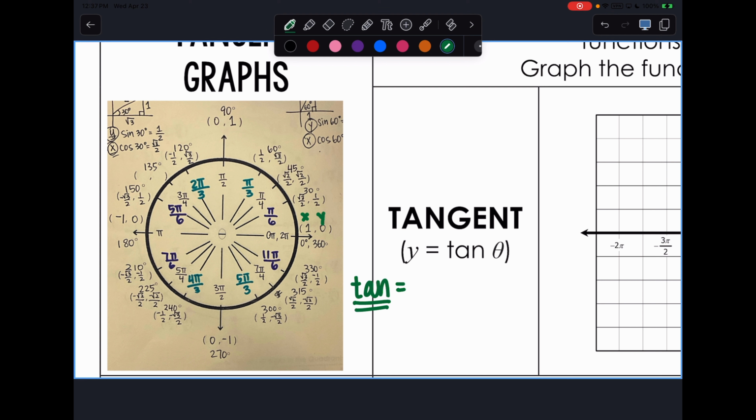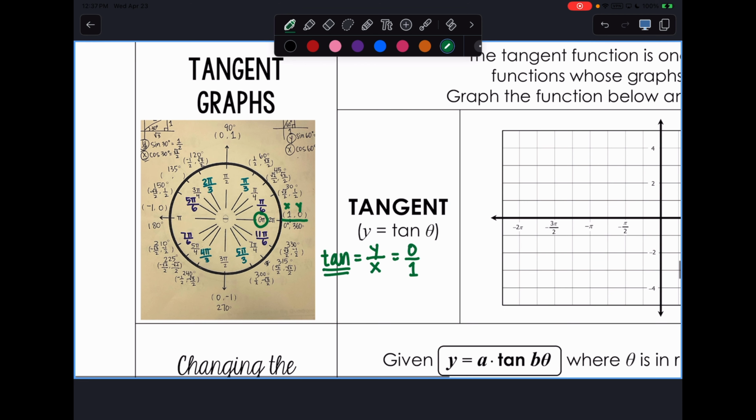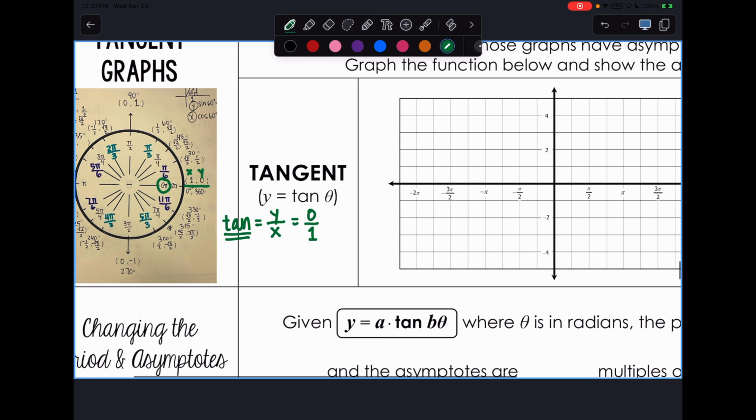Opposite over adjacent. Opposite is the sine part, and adjacent is the cosine part, right? So it's going to be the y value over the x value. If I put the y value over the x value for 0 pi, what would that be? 0 over 1. Do you see where I got those numbers? Okay. So what's 0 over 1? 0. So I'm going to go ahead and plot it right there.